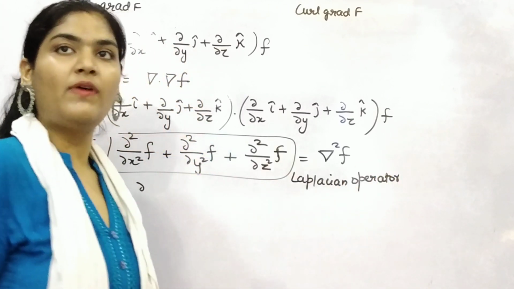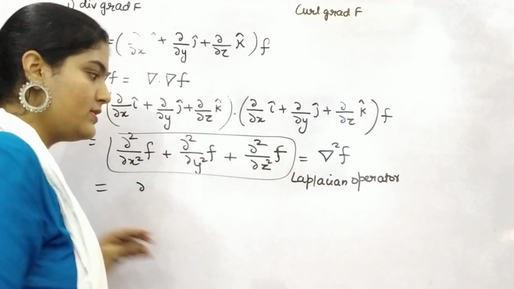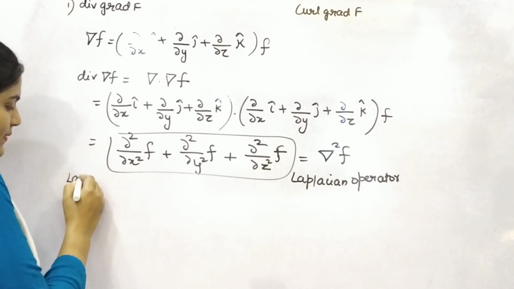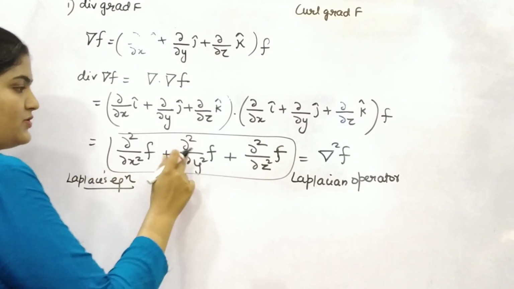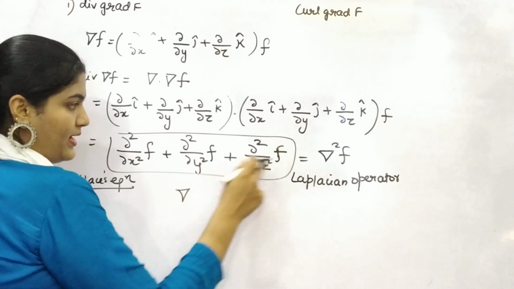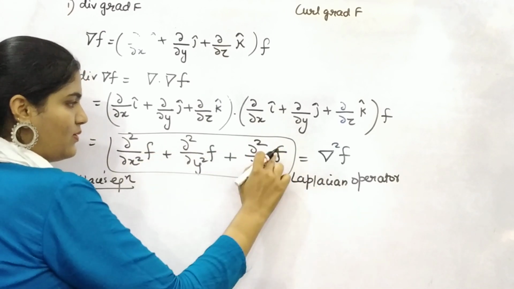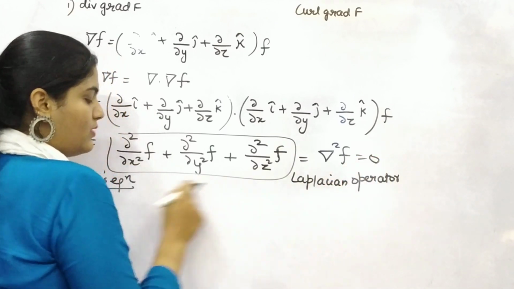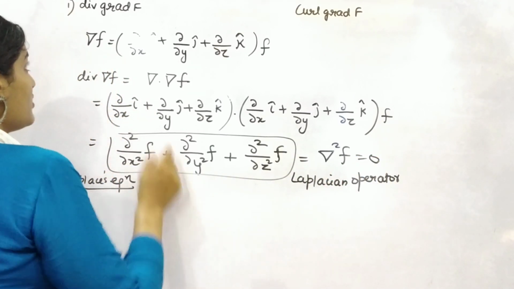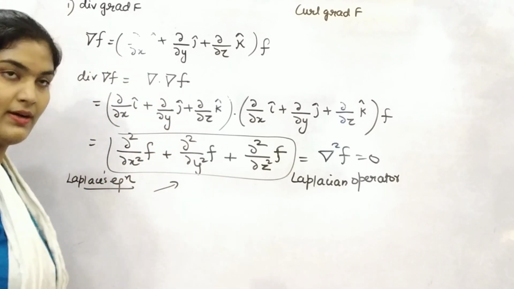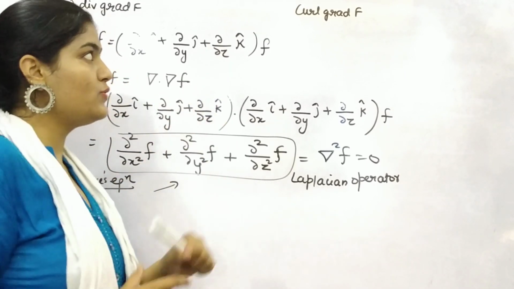And if you want to find the Laplace equation from this, just put the Laplacian operator equal to 0. That means this equation equals 0, then it will become your Laplace equation. So this was your divergence of gradient of a function. Now let's move on to curl.